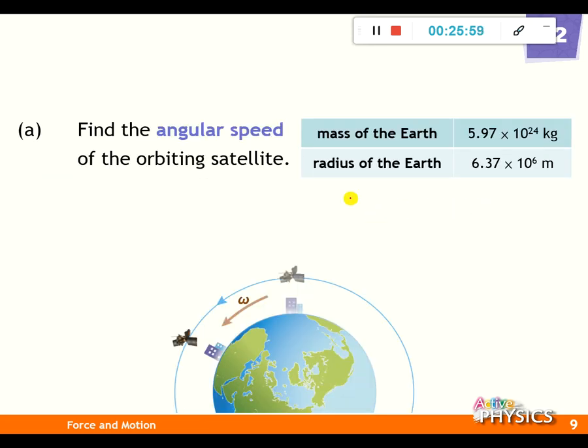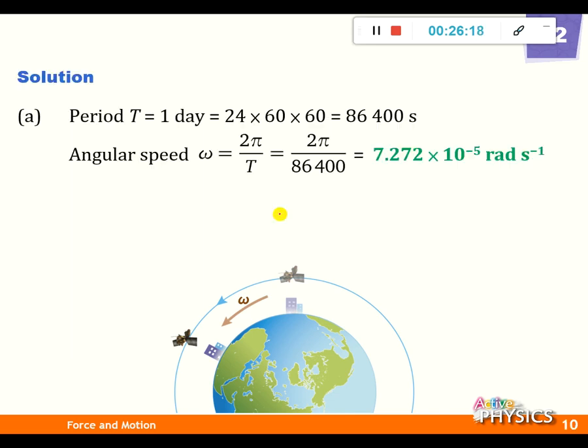Now try to find out what will happen. We want to find out the angular speed of the orbital satellite. This question tells you that the period T is already given. This should be 1 day. Then starting from it, you can find the angular speed omega. Based on the equation, omega should be 2 pi over T, where T is the total number of seconds for one revolution. After the calculation, this value seems to be quite small.